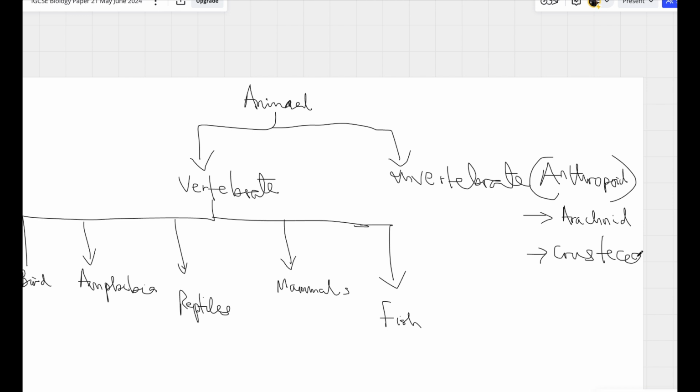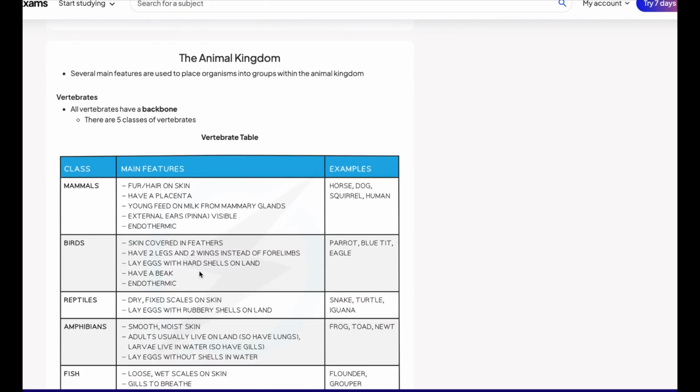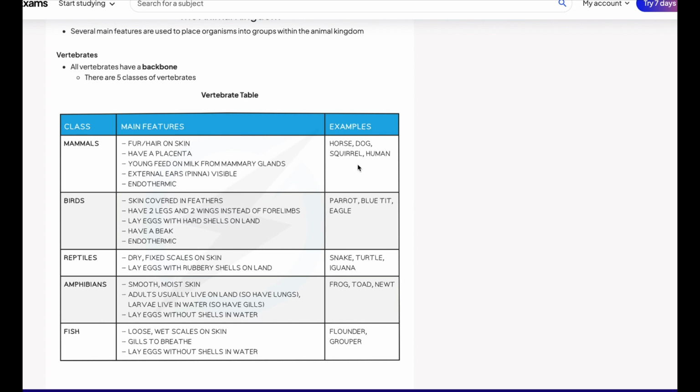Okay, and so on and so forth. You have about 4 or 5 subgroups of this one. Now let's quickly take a look at the mammals. The first one is the mammal: the main features, and we give examples.